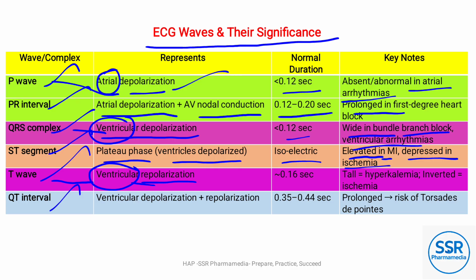The cycle is 0.16 seconds. If this peak is tall, hyperkalemia may occur, and an inverted T wave indicates ischemia. The QT interval represents ventricular depolarization and repolarization. Its normal duration is 0.35 to 0.44 seconds. A prolonged QT interval is a risk for torsades de pointes.